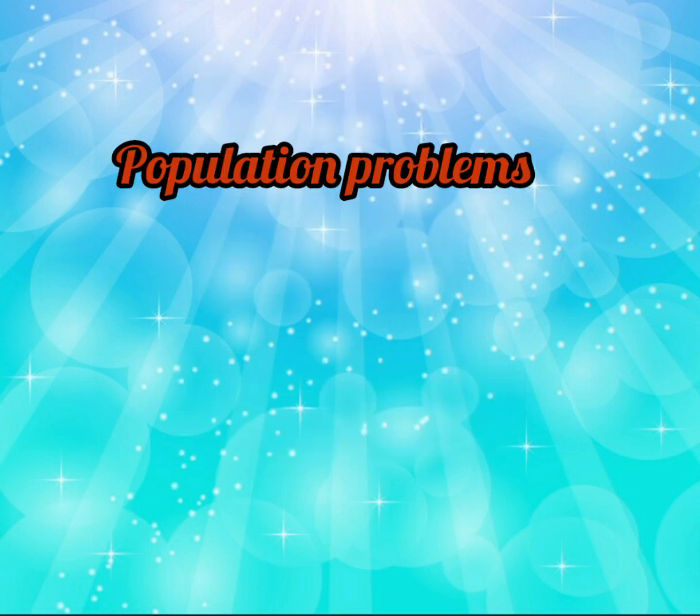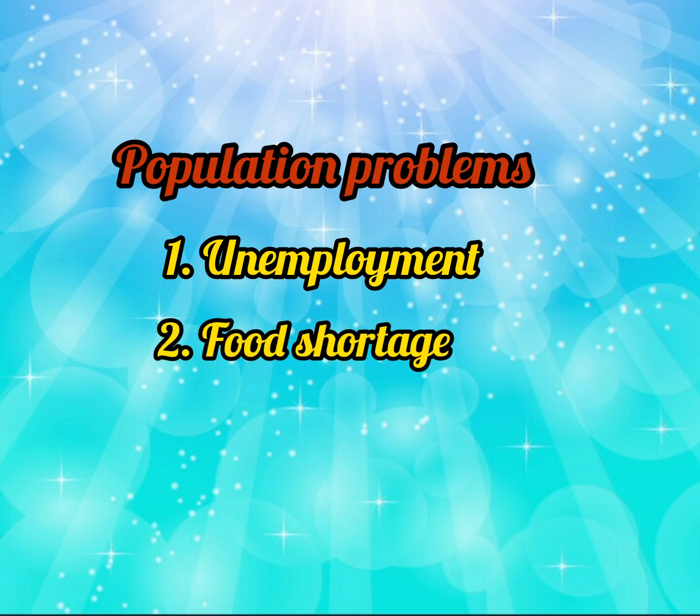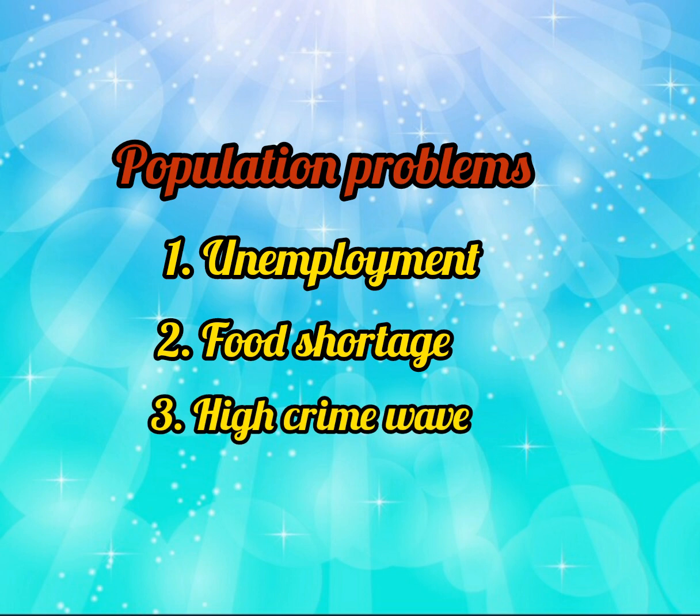Now you bring out the population problems, which include: 1, unemployment; 2, food shortage. Another problem here is high crime wave. And the next problem is congestion. These are the problems.